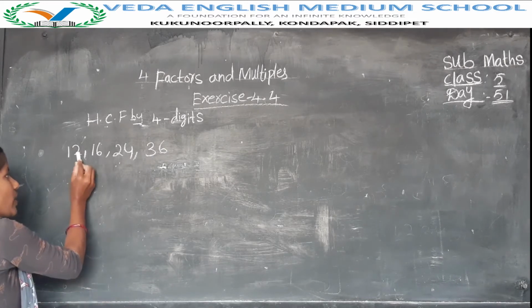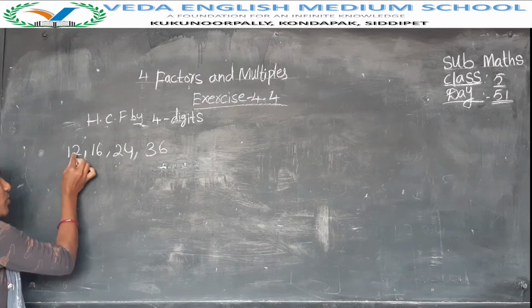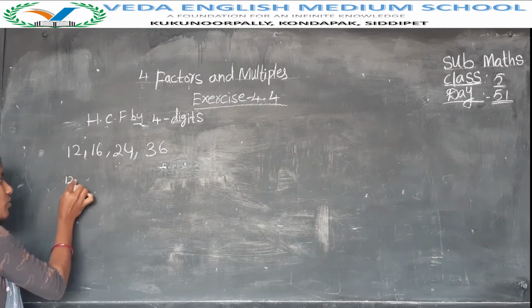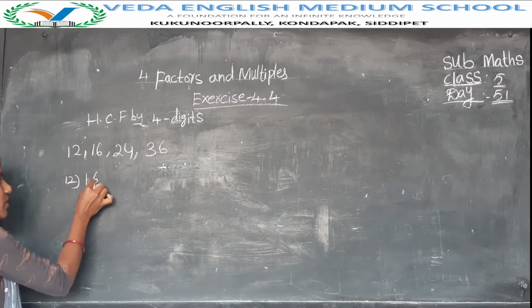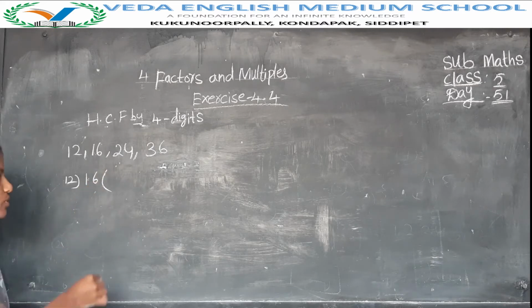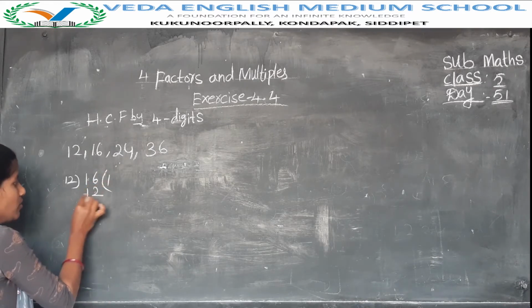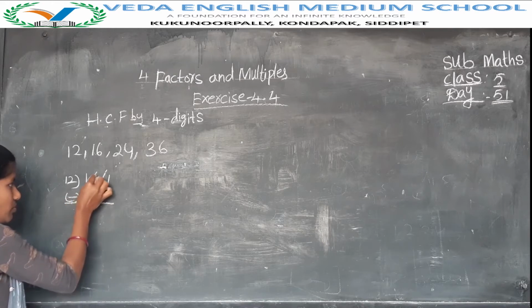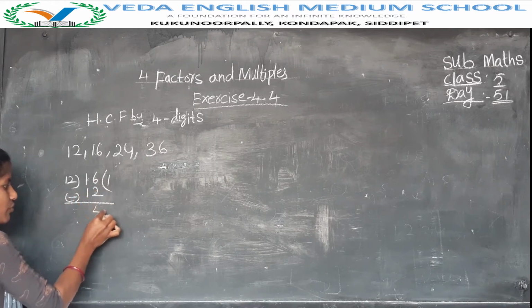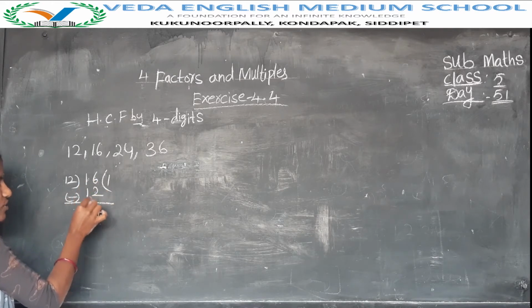Now I will choose 12, 16. Out of the 2, 12 is a smaller number, so 12 as divisor, 16 as dividend. In the 12 table, 16 is not possible, so 12 ones are 12. 16 minus 12 is 4. Here also you did not get the 0.